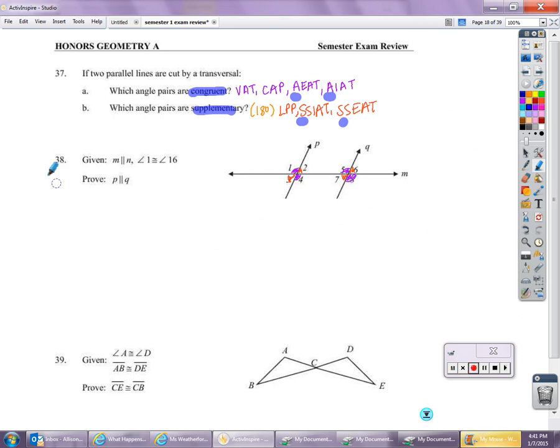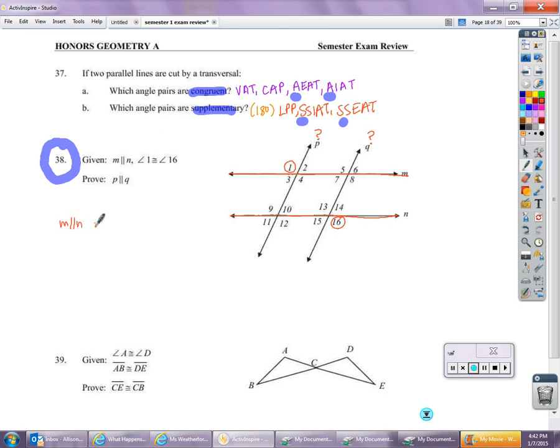Alright. Number 38 is a pretty difficult problem, I think. So let's go for it. We know that M is parallel to N. So you highlight those, right? Because we know that information. We also know 1 goes with 16. And they want you to prove that P and Q are parallel. So I'm going to put question marks on that because we just don't know it yet. So starting off the proof with the givens. M is parallel to N. Angle 1 is congruent to angle 16. That's given.